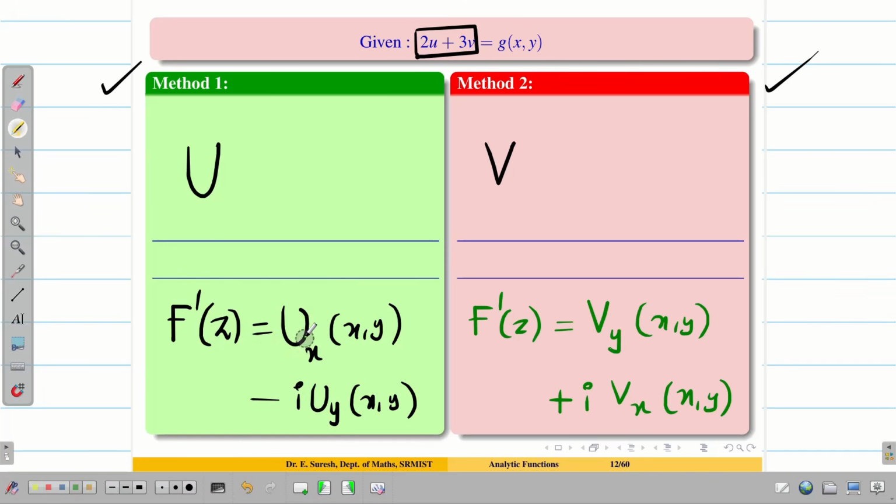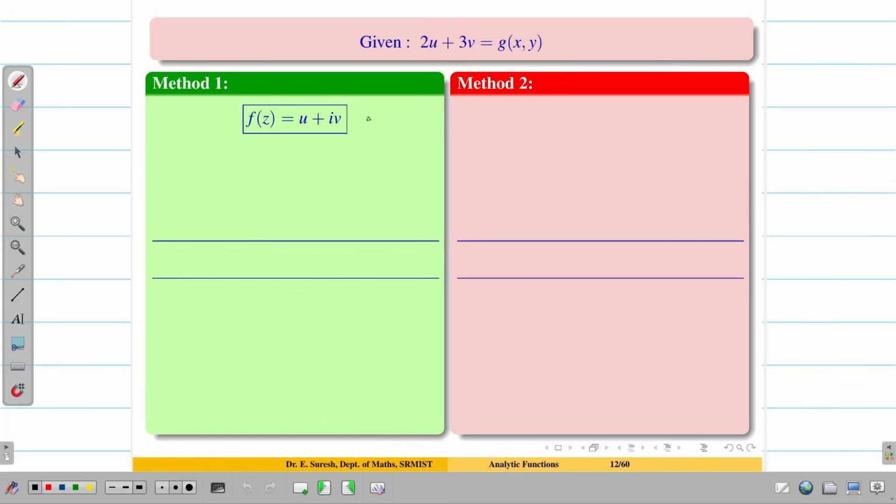You can see how to remember this. Suppose you are remembering this formula for the real part, then it is very easy. We have Ux minus I Uy. When you go for imaginary part, just think of it as opposite. So Ux means instead of U, put V. Instead of x, put y. So Vy. Then instead of minus, put plus. I into, for Uy, I can write this as Vx.